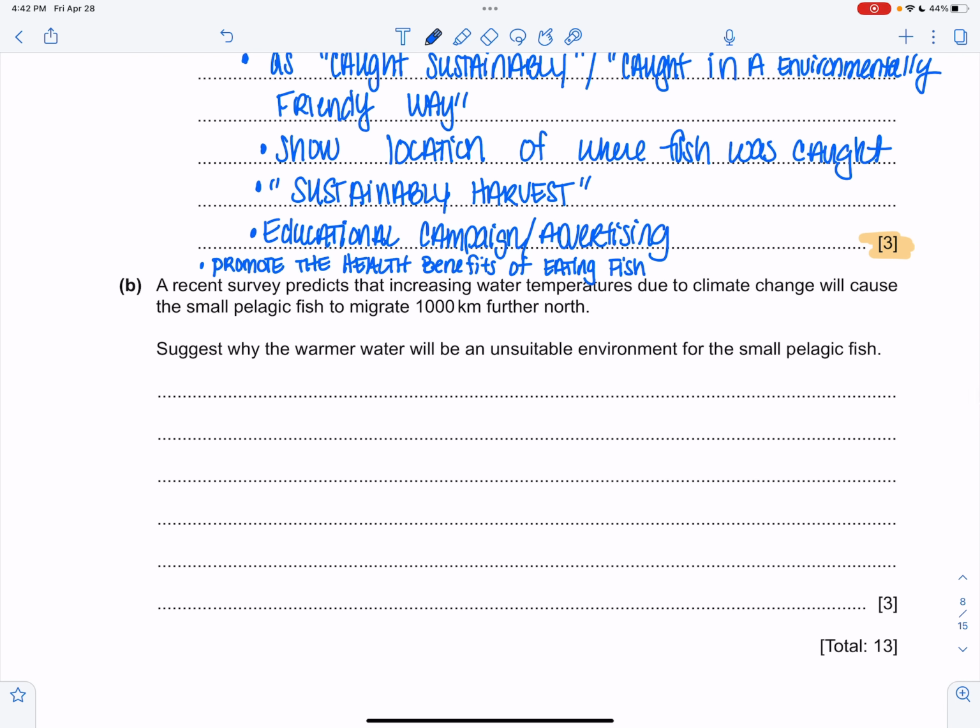All right, a recent survey predicts that increasing water temperatures due to climate change will cause the small pelagic fish to migrate 1,000 kilometers further north. Suggest why warmer water will be an unsuitable environment for the small pelagic fish. Anytime I hear warmer water, I think that there's going to be low oxygen solubility and they will not be able to do respiration. But additionally, maybe their food source, whatever those small pelagic fish are eating, has also moved, and so they're going to have to follow it because the food chain follows. Let's talk about the increasing water temperature.